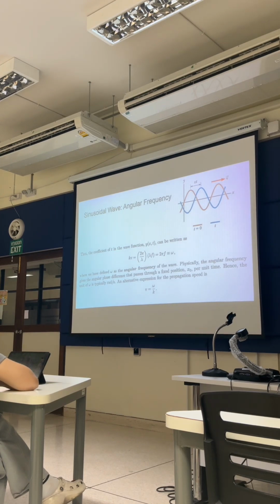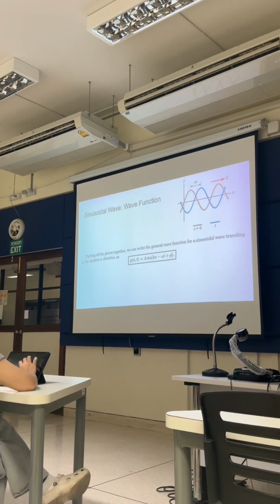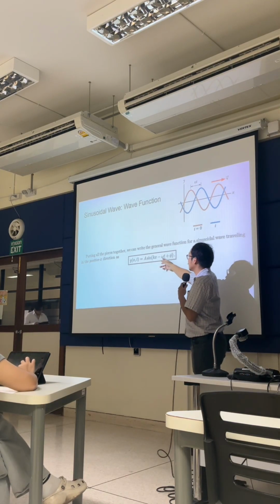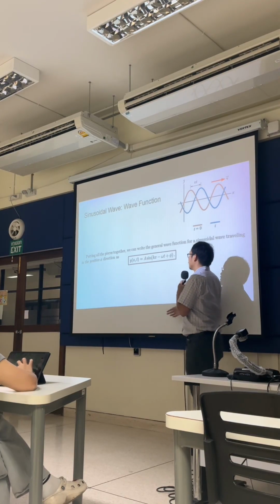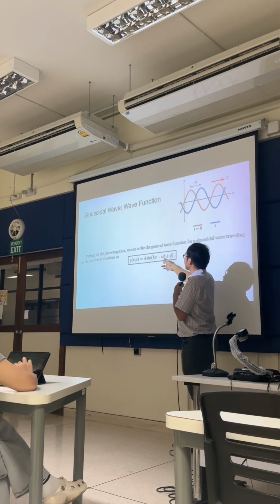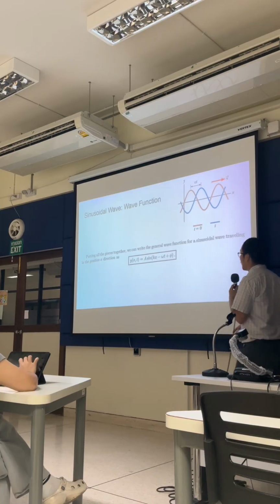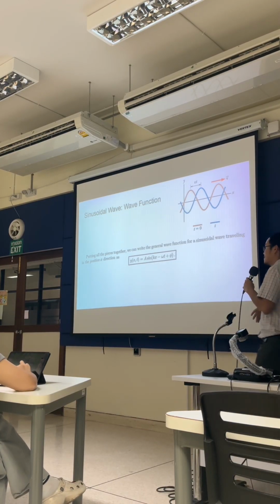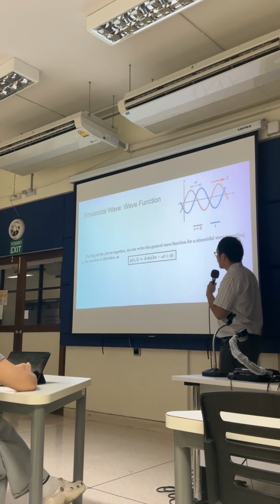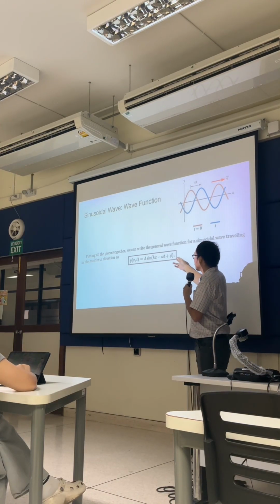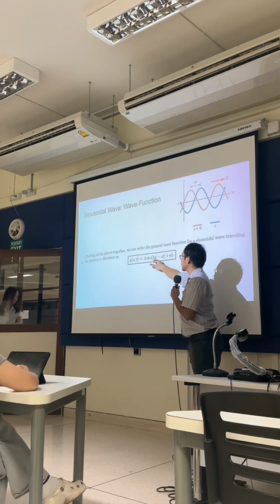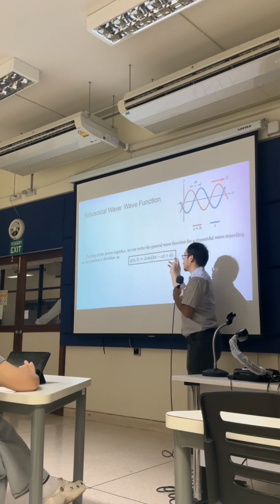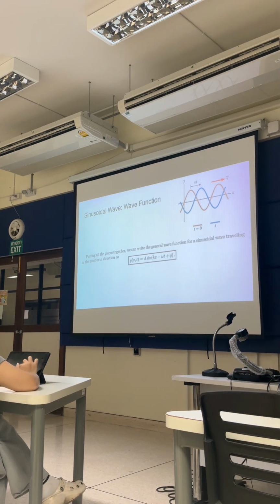Now, with all the pieces together, we can write down the wave function as just A, the amplitude, times the sine of kx minus omega t plus some initial phase phi, right? So this is usually how we would write it. It's a general expression. And from this function, we can determine the wavelength from k, the frequency from omega, and the amplitude and initial phase directly, right?